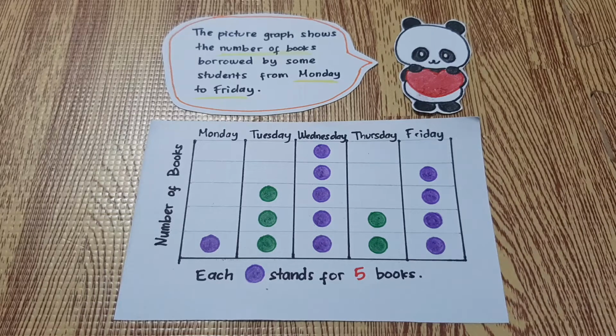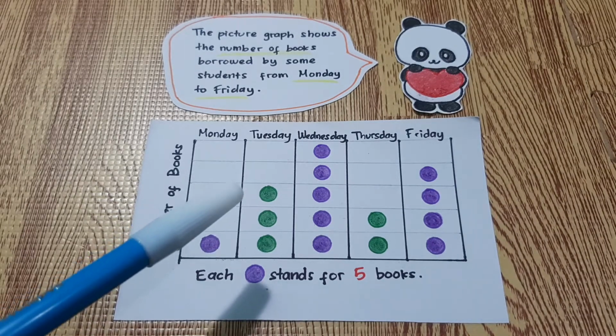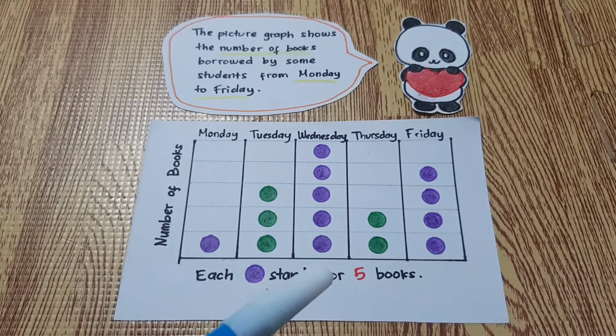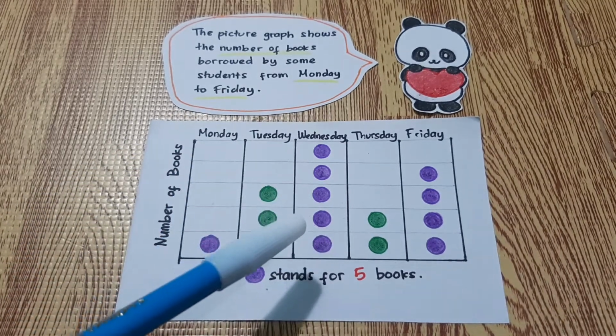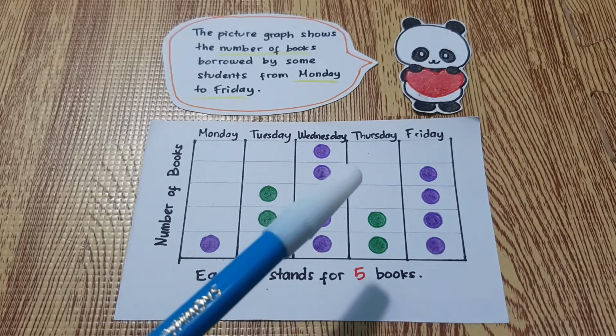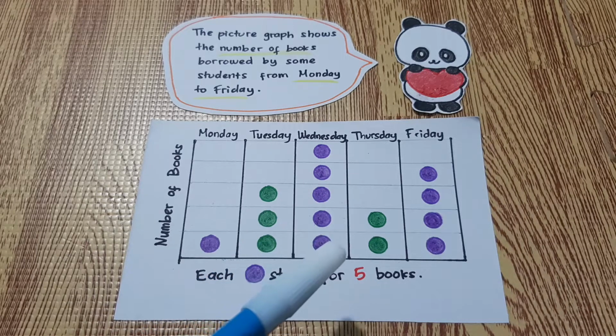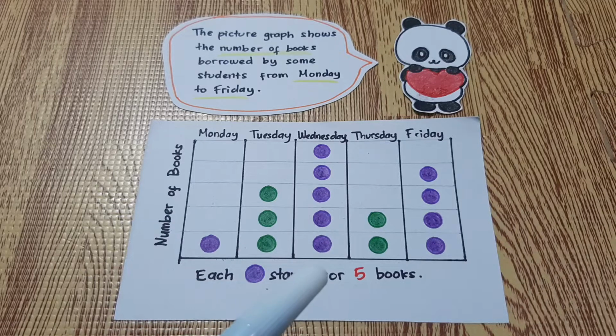So we can see on Monday there is 1 circle, which means 1 times 5 is 5. On Tuesday there are 1, 2, 3 circles, so it means 3 times 5 is 15. And then on Wednesday, there are 1, 2, 3, 4, 5 circles. So 5 times 5 is how many? Yes, 25 books. And on Thursday, there are 2 circles. 2 times 5 equals 10. So on Thursday, there are 10 books.